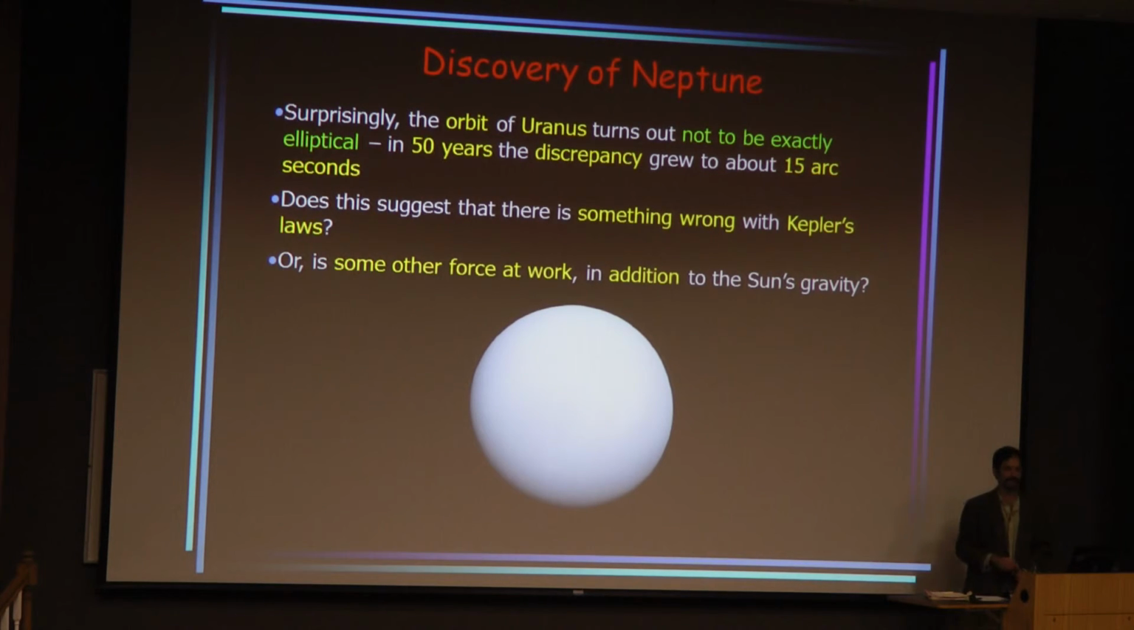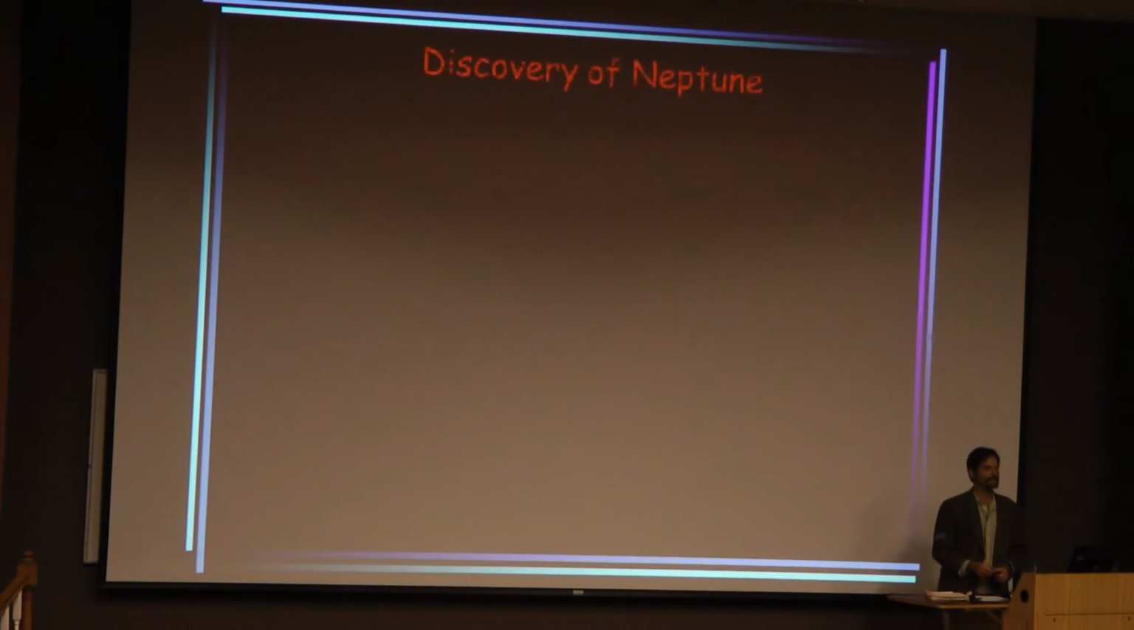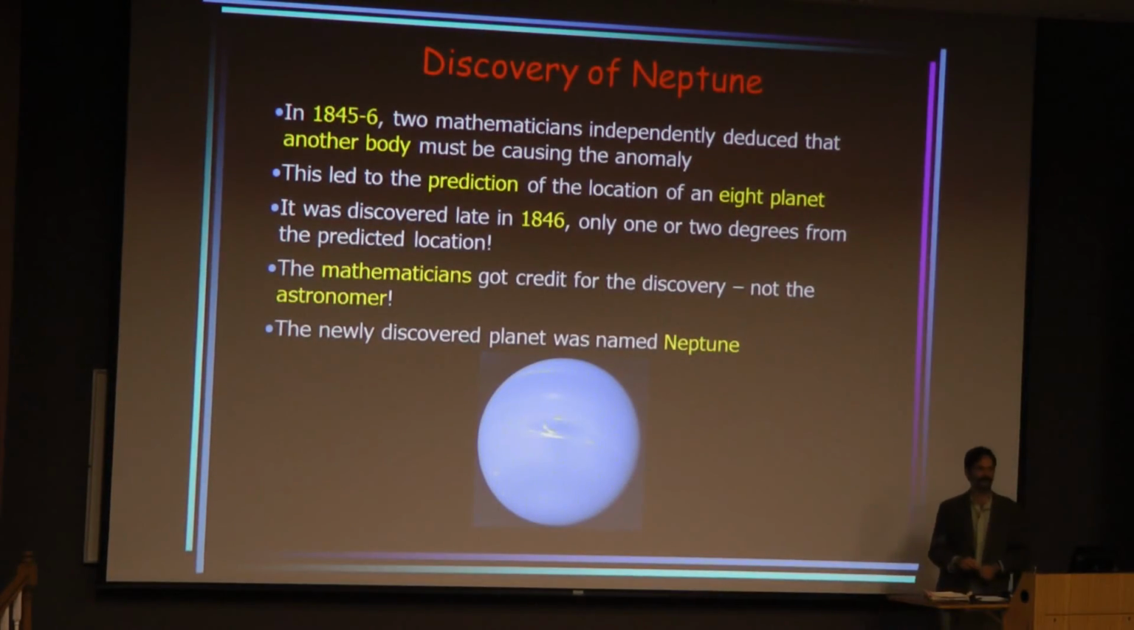So there was an issue with, was there something wrong with Kepler's laws in the outer solar system? Were they sort of only approximations that were breaking down in the outer solar system? Or is there another gravitational force at work which could be affecting Uranus's orbit? And that actually led to the discovery of Neptune, because in the mid-1800s, two mathematical physicists working independently deduced that the discrepancy in Uranus's orbit could be due to another massive body which is exerting a perturbing influence.